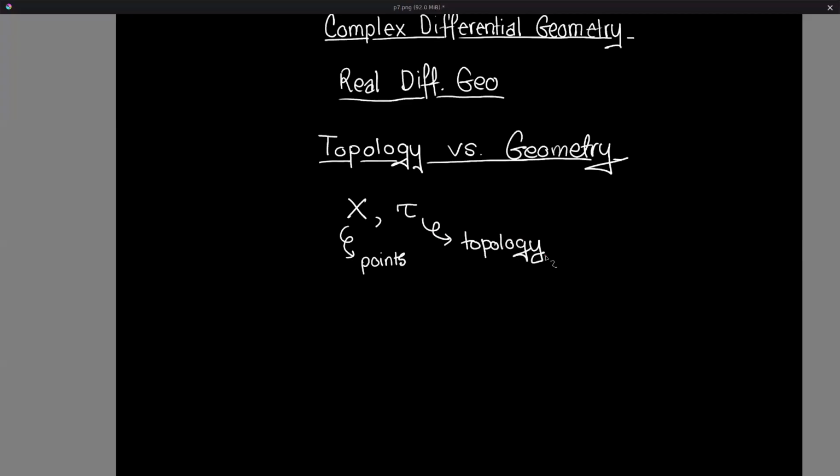And the elements of the topology are called open sets on X. So this is a choice of topology. You can have multiple topologies on the same set, and what you get, this pair, is called a topological space.